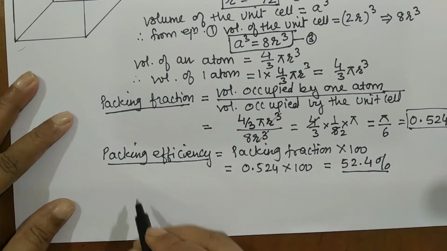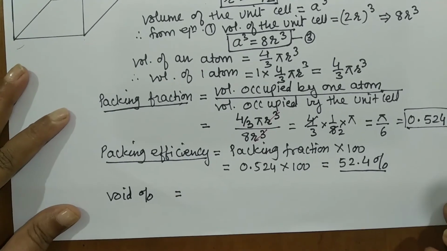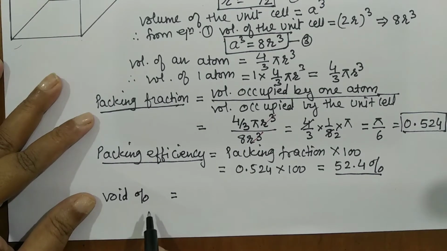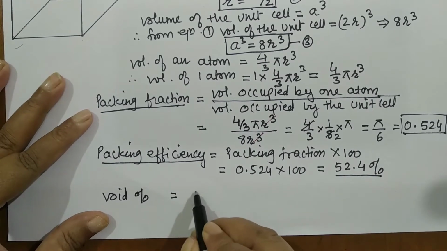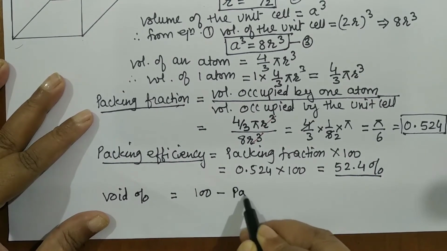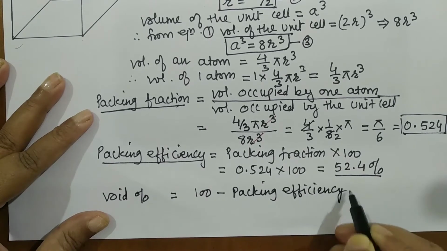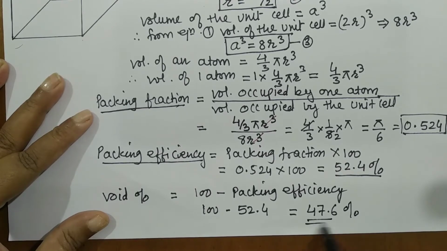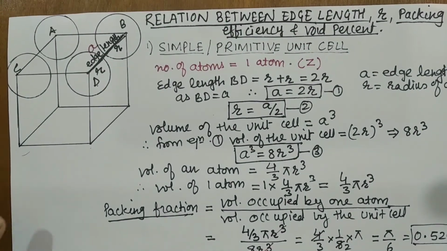Now let us come to the last calculation, and that is void percent. What is void, students? Void is the empty space which is left over after the packing of the atoms. So the void percent will be 100 minus how much is packed, that is, 100 minus the packing efficiency. So it will be 100 minus 52.4, which comes out to 47.6% as the void percent for the simple or primitive unit cell. So this is all about the simple one.